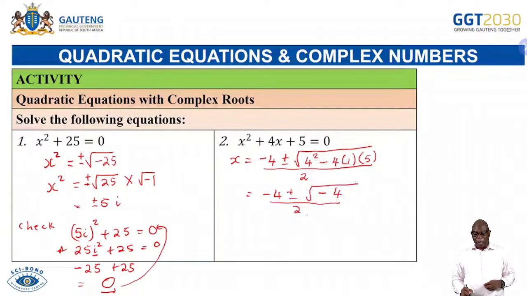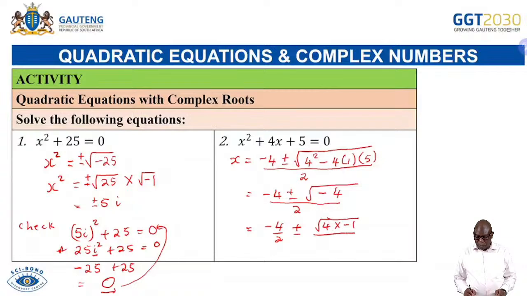Remember, when they ask this question in the exam, they'll say solve for x, and from there your answer should be imaginary. So you need to use the complex numbers there. Now in this case, we can split this and say it's minus 4 over 2 plus or minus the square root of 4 times negative 1, all divided by 2. So I can still write it like this.